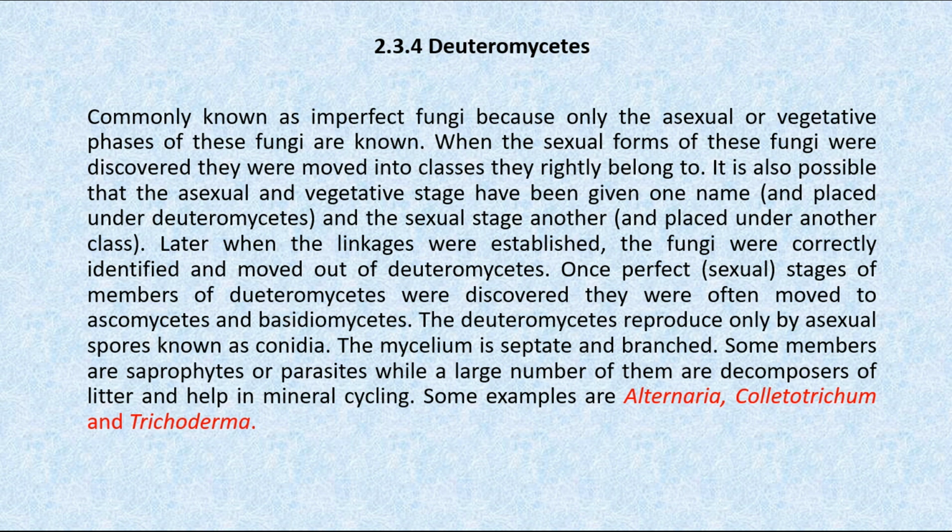The Deuteromycetes reproduce only by asexual spores, known as conidia. The mycelium is septate and branched. Some members are saprophytes or parasites, while a large number of them are decomposers of litter and help in mineral cycling. Some examples are Alternaria, Colletotrichum, and Trichoderma.